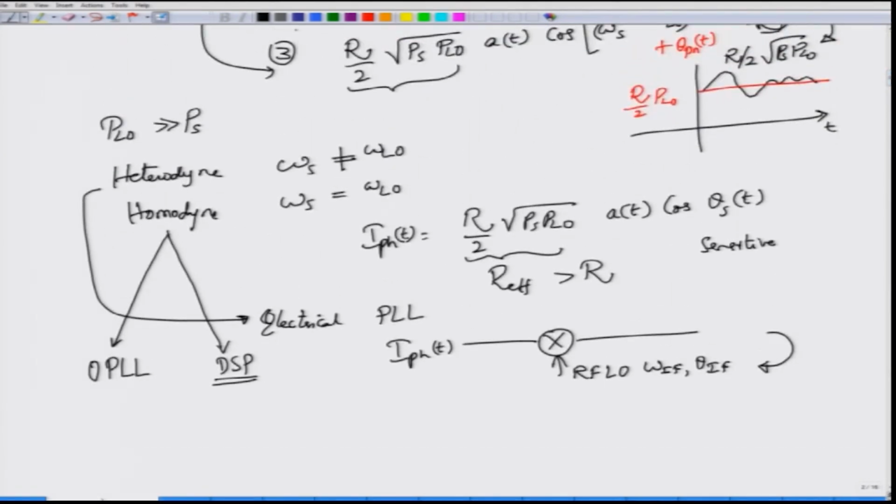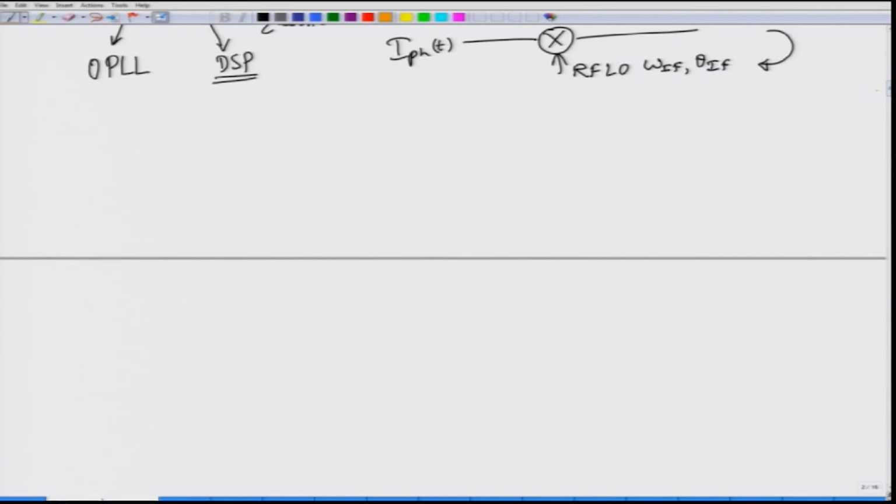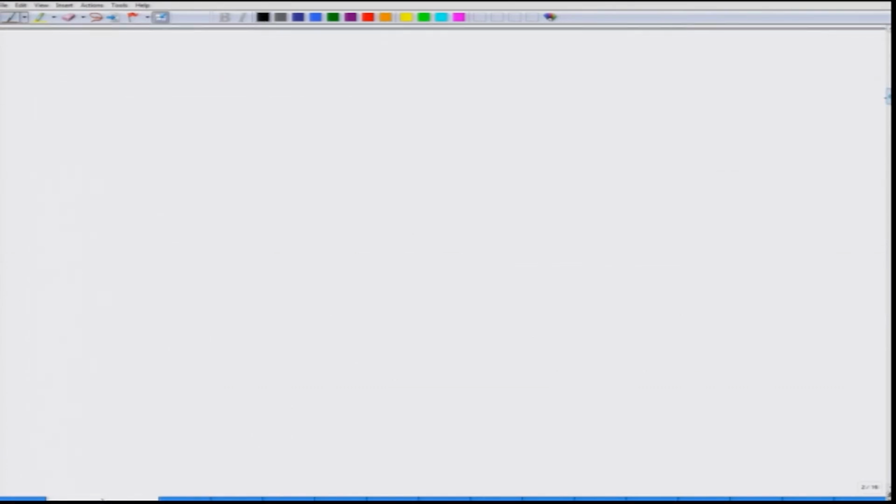One thing you might have noticed is that this photocurrent that we have obtained, if you look at it, is only extracting A of t cosine theta s of t. What happened to sine theta s of t? Well, I need to extract that also, right. So, I can extract that sine theta s of t by altering this coherent receiver in a slightly different way.